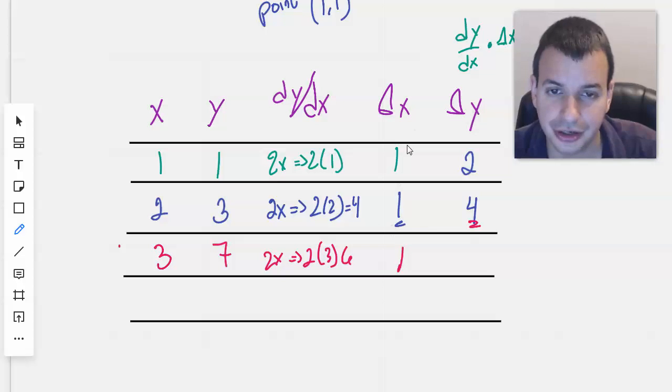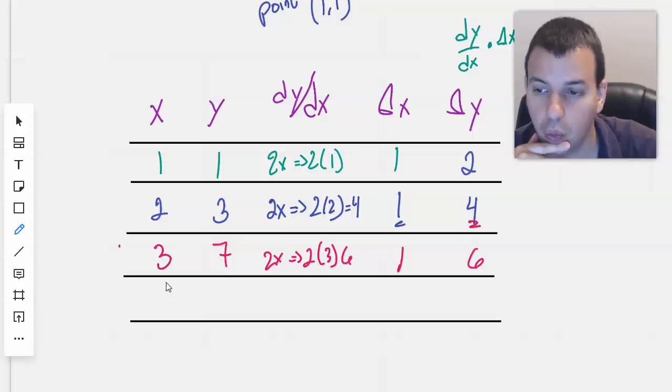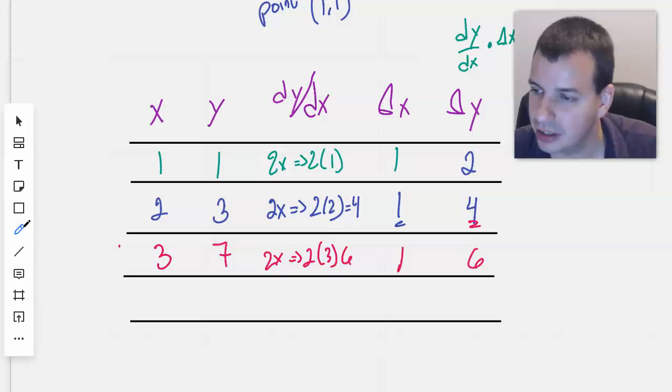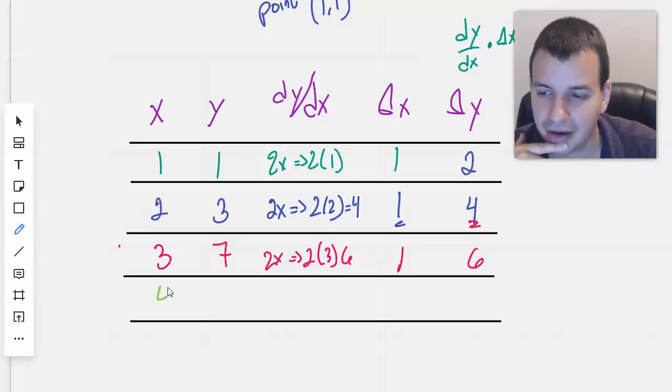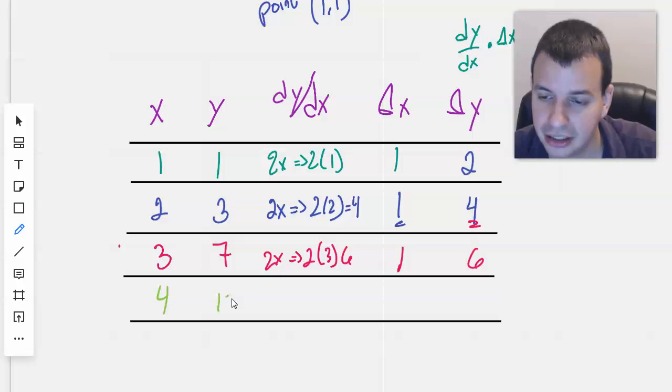Okay, so we do delta x times dy dx. 1 times 6 is 6. So 3 plus 1 is going to be 4. I should change colors again just to keep it one color per row. Ooh, I really don't like this green. I'll give it a chance though. So 3 plus 1, 7 plus 6 is 13.